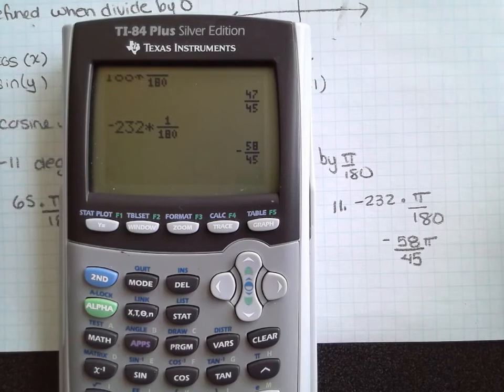Now let's go back to 12 to 14. We're going to convert from radians to degrees.